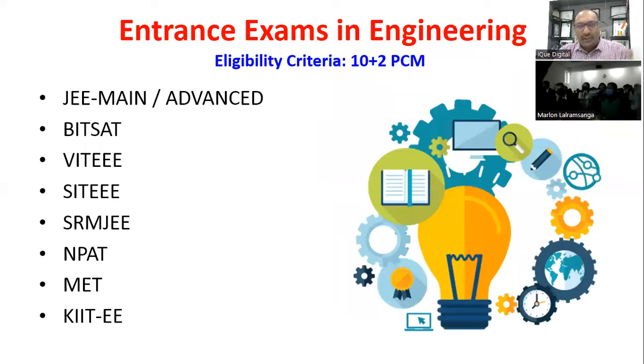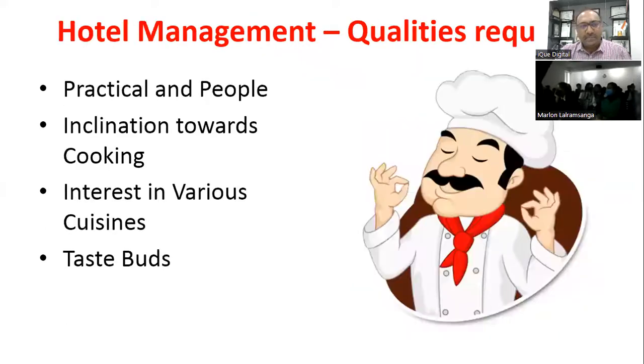Eligibility criteria, as you all know, is 10 plus 2 physics, chemistry, mathematics. Primary exams include JEE Main, followed by JEE Advanced. You can also give some private university exams like BITSAT, VIT, SRM, SIT, NPAT, MET, KIIT, and so on. Also, as I already shared, many states may have their own entrance exams.